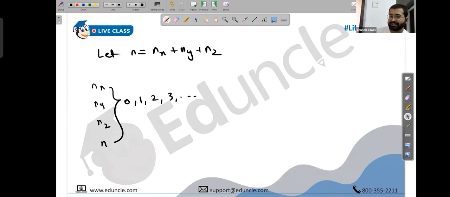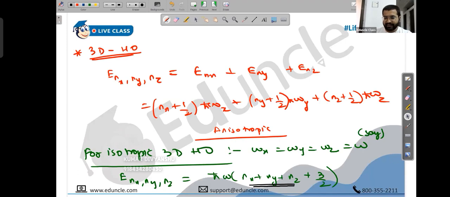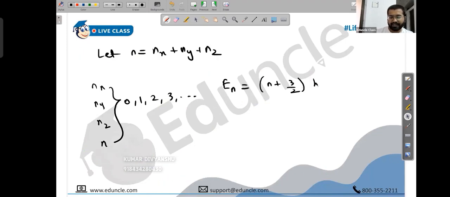So again, the best part about harmonic oscillators is we don't have to scratch our head when it comes to ground state, first excited state. Again, the story remains the same. Like n equals 0 is ground, 1 is first excited, 2 is second excited, 3 is third excited. So that remains the same. Anyway, so the value of energy would be now nx plus ny plus nz, that's n, plus 3/2 h cut omega. n plus 3/2 h cut omega.